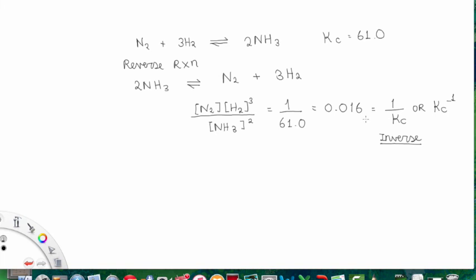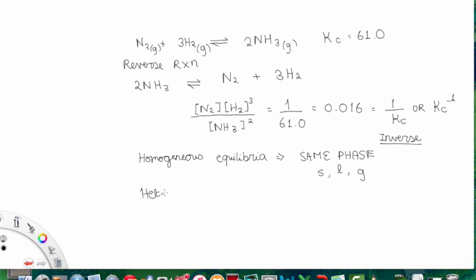Chemical equilibria with all reactants and products in the same phase are called homogeneous equilibria. This means everything is in the same phase. By same phase I mean everything is in the solid form, the liquid form, or the gaseous form. In this case, all of these were gases. When you have more than one phase involved, then we're talking about heterogeneous equilibria.